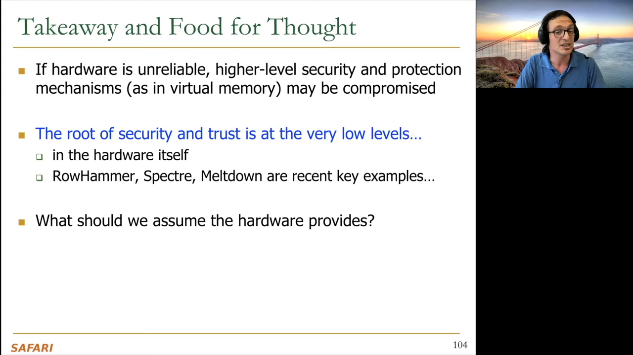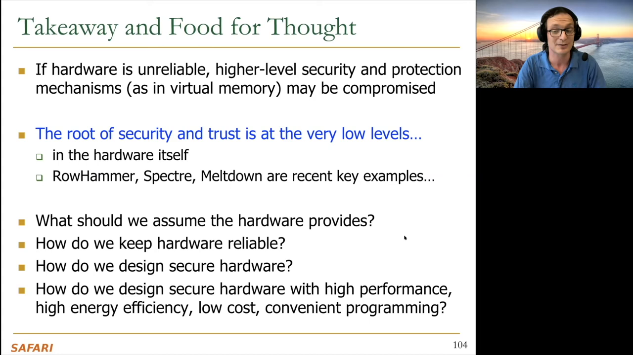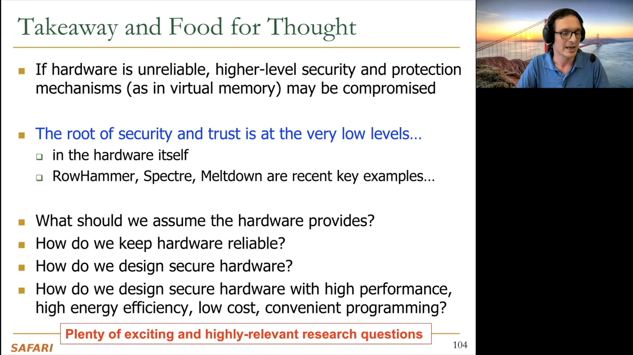So what should we assume the hardware provides? How do we keep the hardware reliable? How do we design secure hardware? How do we design secure hardware with high performance, high energy efficiency, low cost, and convenient programming? These are all excellent questions. And we really need to think about this deeply, because as RowHammer shows, and as Spectre and Meltdown reinforce, the real root of security has to be at the hardware. If you have some problem at the hardware level, all of the security mechanisms, protection mechanisms like virtual memory, like we've been talking about, can be compromised significantly.